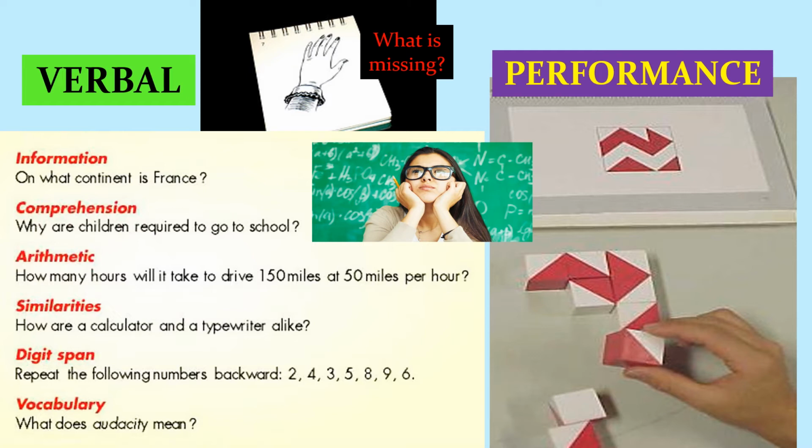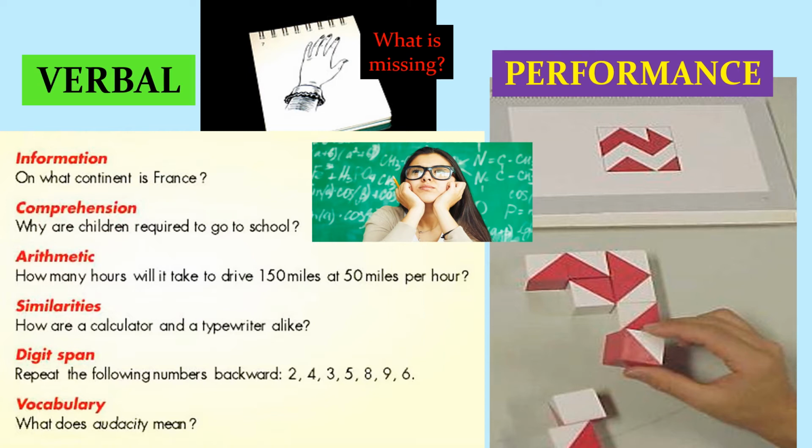So here are some kinds of problems you might find on an IQ test, including verbal problems. A child might be shown a picture and asked, what is missing from this picture? Or we might ask you for information, like what continent is France, or comprehension, why are children required to go to school, or arithmetic, how many hours will it take to drive 150 miles at 50 miles per hour, or similarities, how are a calculator and a typewriter alike, or digit span, repeat the following numbers backward, 2, 4, 3, 5, 8, 9, 6. Ooh, that's a hard one. Or vocabulary, what does audacity mean? Okay, those are all verbal problems because they're using words.